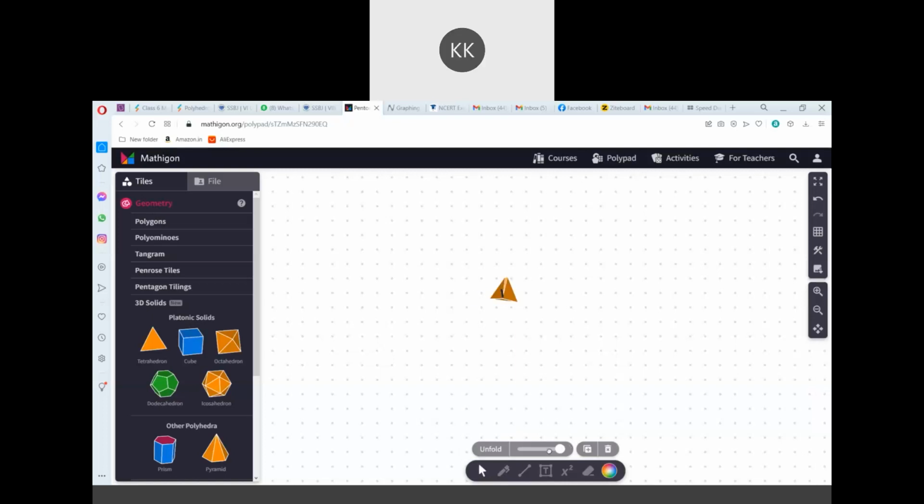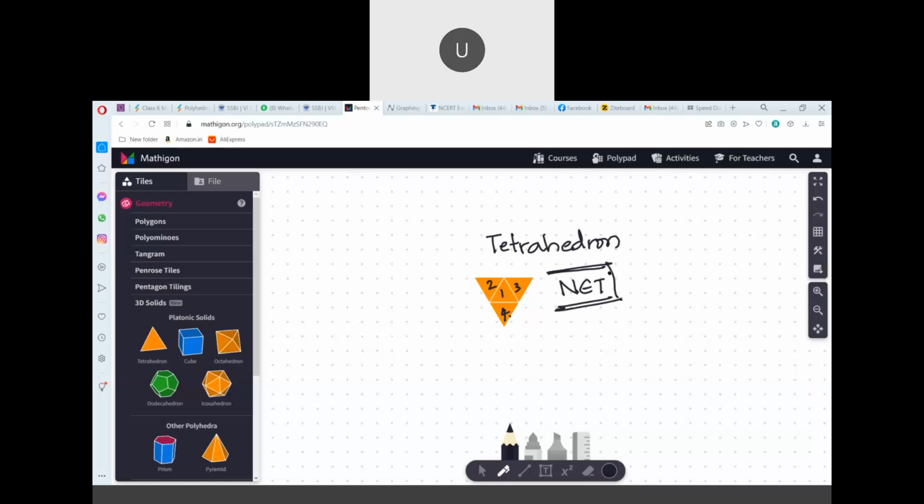Suppose if I unfold this, you can see the number of triangles. Four triangles are there. So these 4 triangles are making a tetrahedron. It is called a tetrahedron. And these triangles form a net. When we join this net, we get a solid figure. When we open a solid figure, we get the net. Clear? Yes, sir.